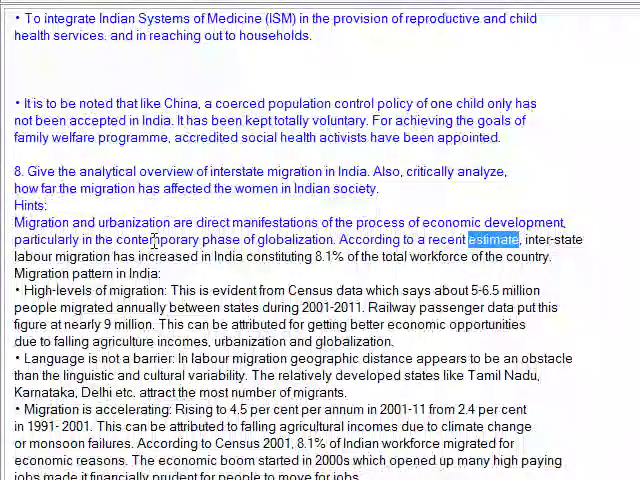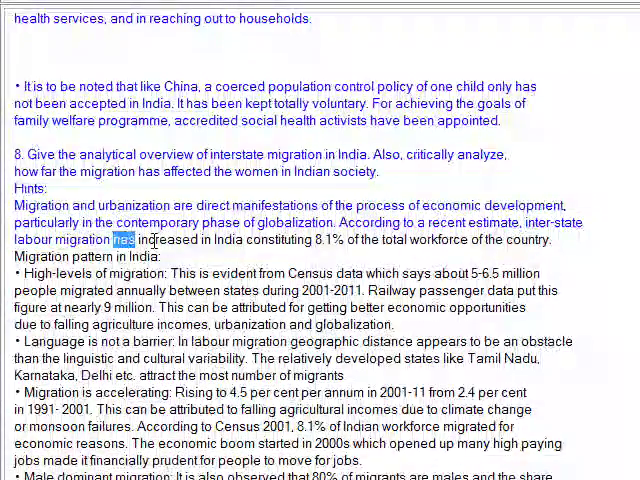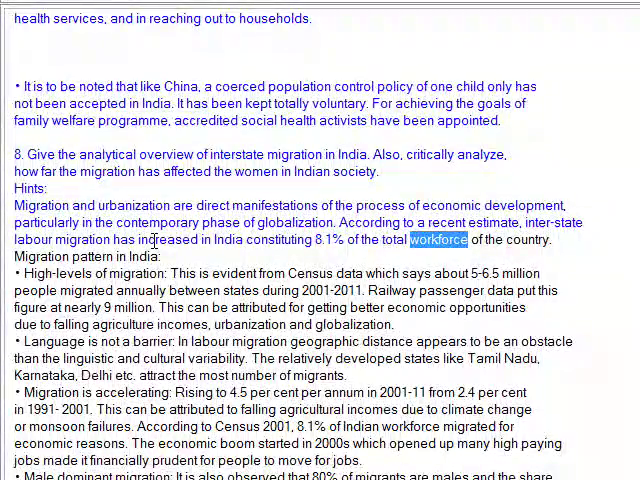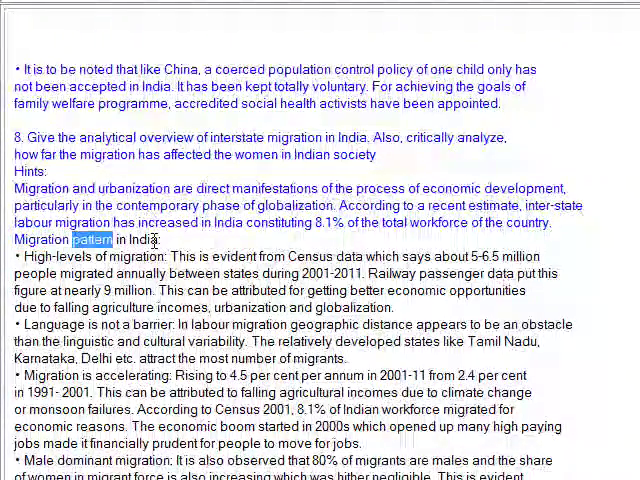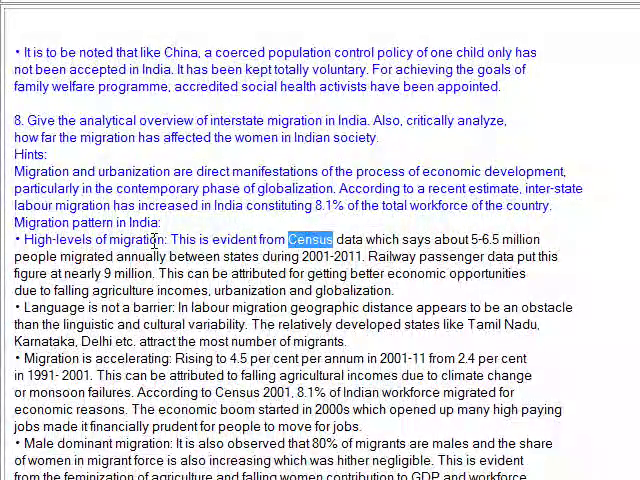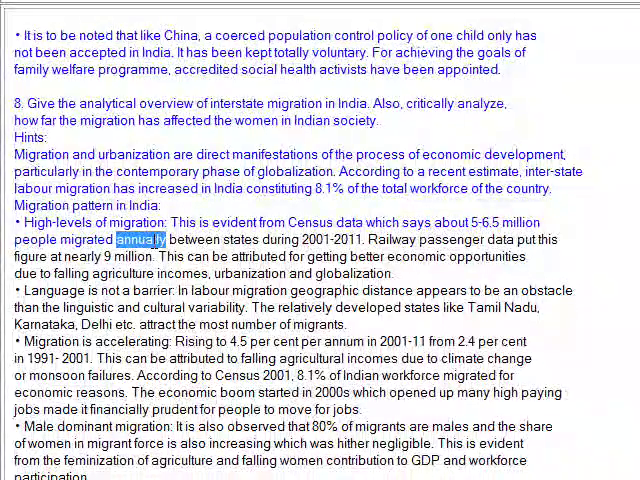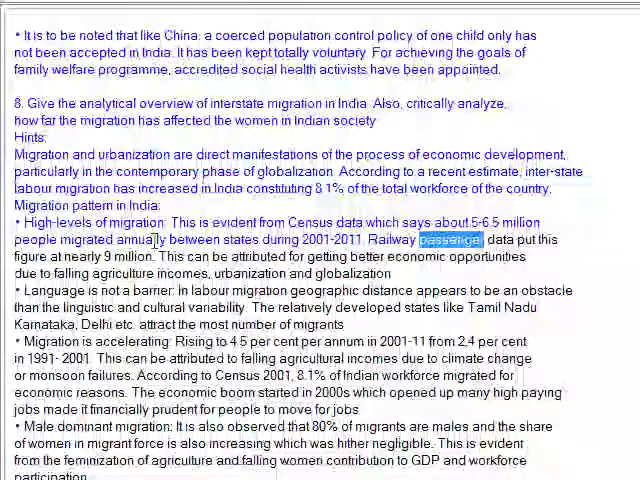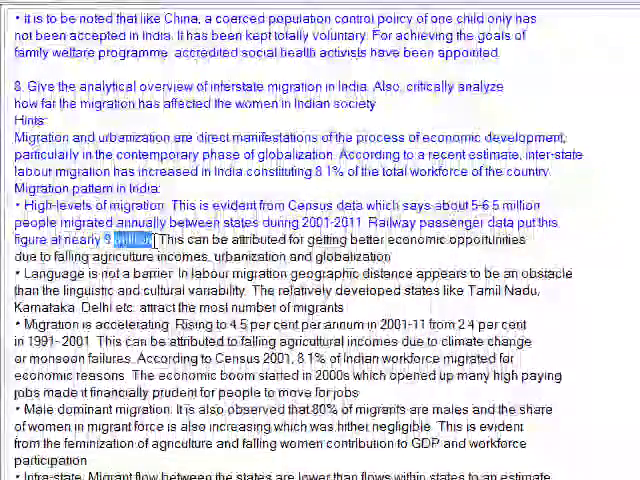According to a recent estimate, interstate labor migration has increased in India, constituting 8.1% of the total workforce of the country. Migration pattern in India. High levels of migration. This is evident from census data, which says about 5 to 6.5 million people migrated annually between states during 2001 to 2011. Railway passenger data put this figure at nearly 9 million.